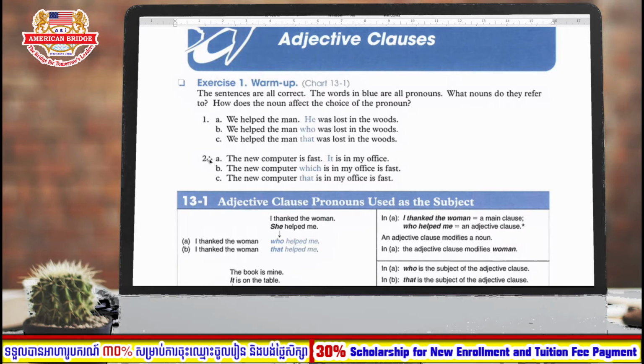The same as number 2, the new computer is fast. It is in my office. You can see the subject pronoun is used to refer to the new computer. However, sentence letter B and letter C use the adjective pronouns which and that to refer to the same noun. The new computer, which is in my office, is fast. So you can change the order of the sentence into only one single sentence.